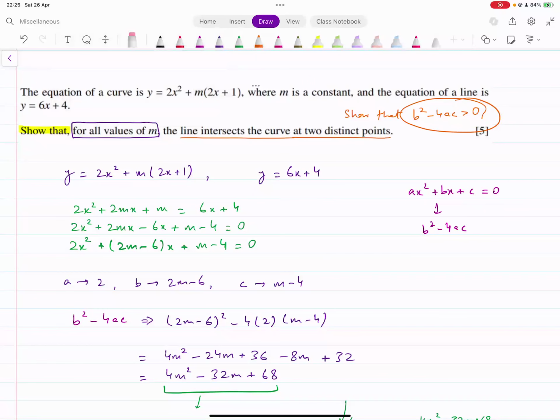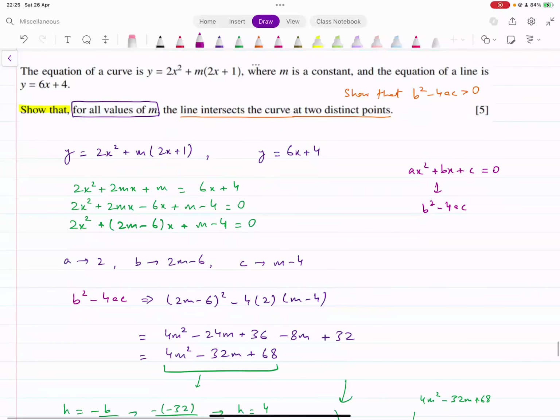So how will this work? We've got the equation of the curve. We've got the equation of the line. First of all, we equate both of them. Simplify everything. Convert it to the standard form and find b squared minus 4ac.